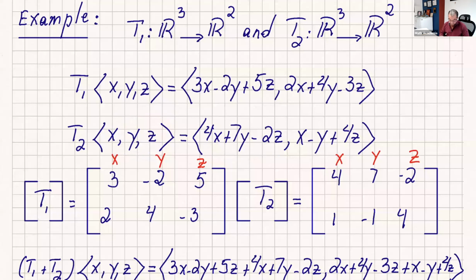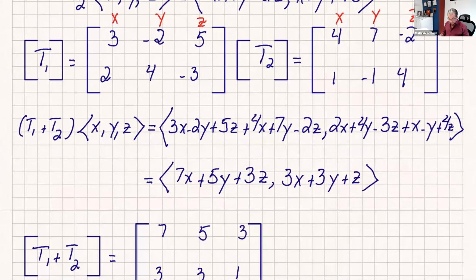If we write the matrix for the first transformation, you have the x's, so we have 3x, 2x here. So we put 3, 2. The y components are -2 and +4. So it's right here, and the z components are 5z and -3z, so you put 5 and -3. Same as we did for transformation number 2, or T2. Then you have 4x, x, so you have 4, 1. You have 7y, -y, so you have 7, -1, and you have -2 and 4. So you write the transformation.